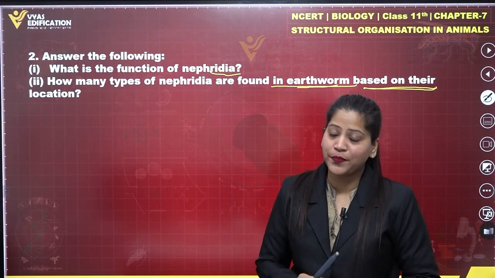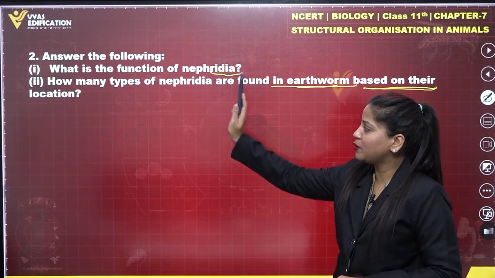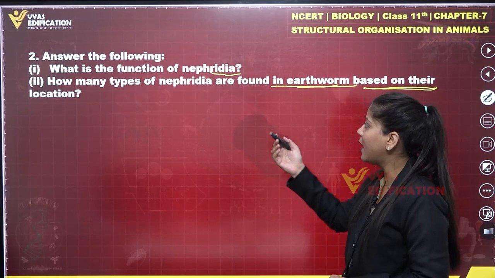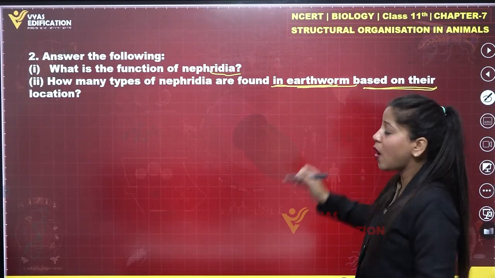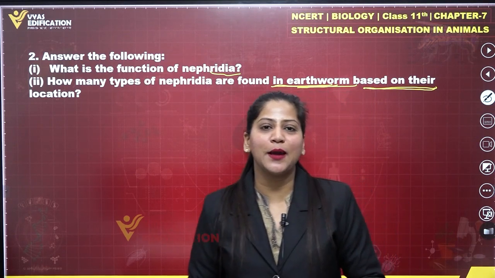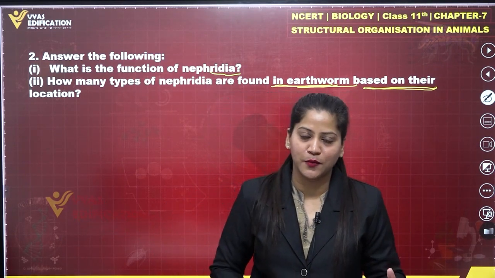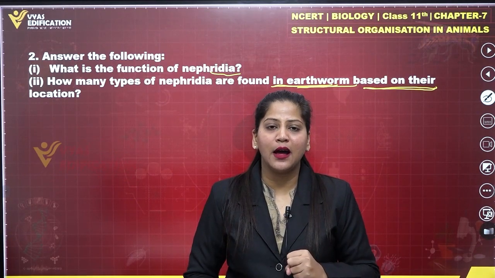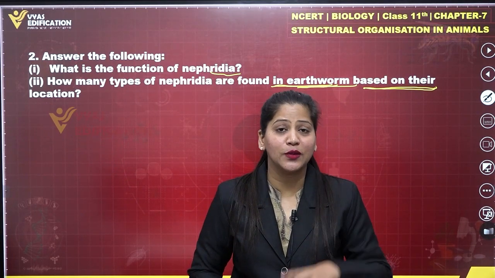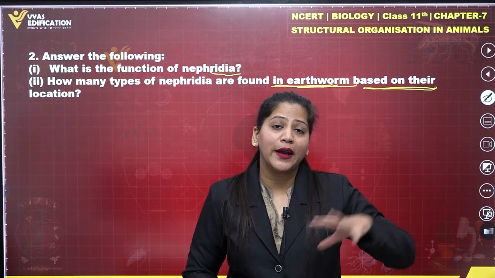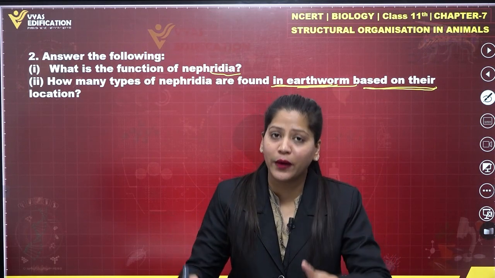Now, if we talk about the next part of this question, how many types of nephridia are found in earthworms based on their location, we have 3 types of nephridia in earthworms: septal nephridia, integumentary nephridia, and pharyngeal nephridia. So these are the 3 types of nephridia you will find in earthworms based on their location.